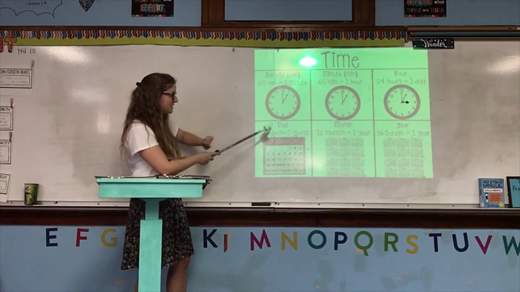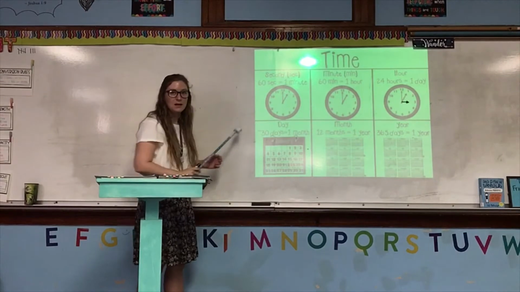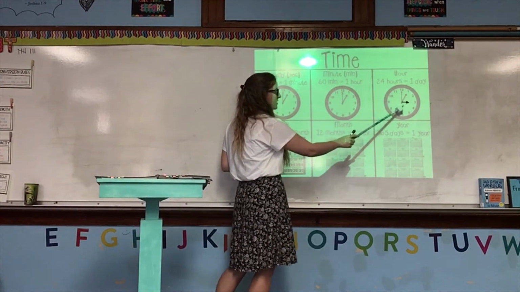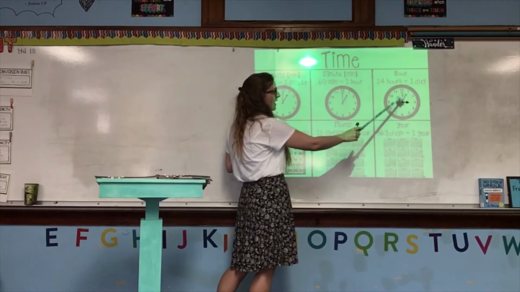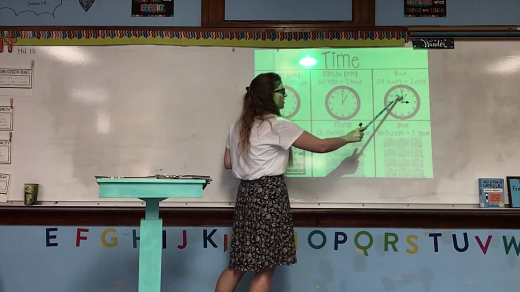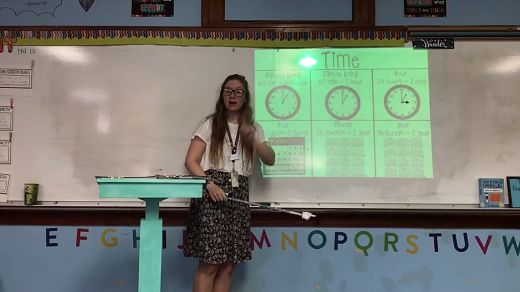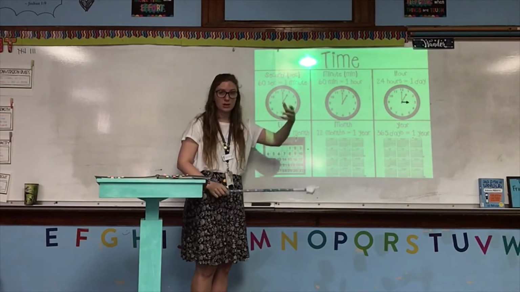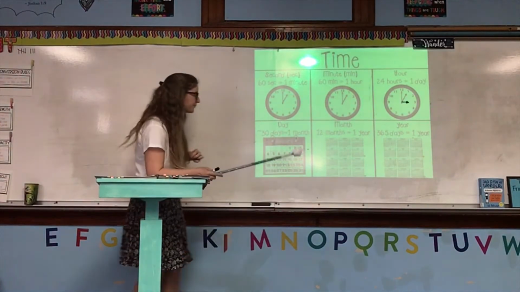The next size is a day. A day is the amount of time, like we said, it's 24 hours, so it's the amount of time it takes for the hour hand to go from the 12 to the 12 twice. Not once, because that's only 12 hours, but all the way around twice. 12 plus 12 is 24.